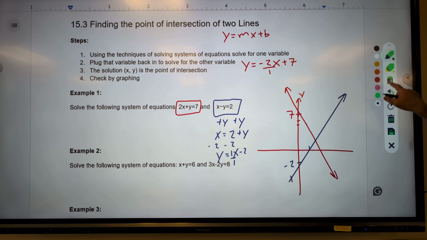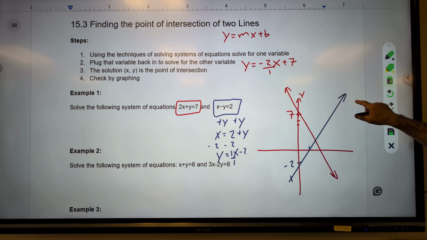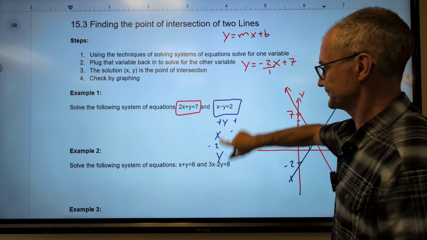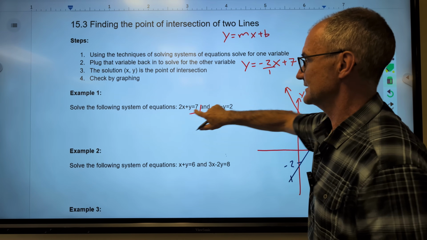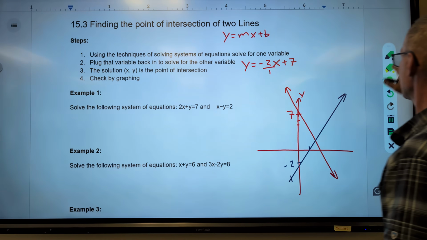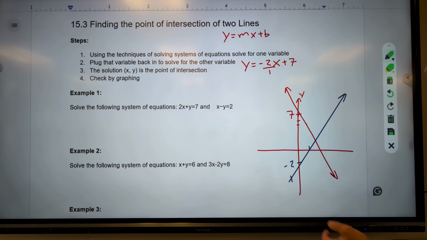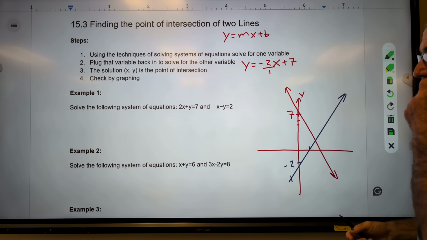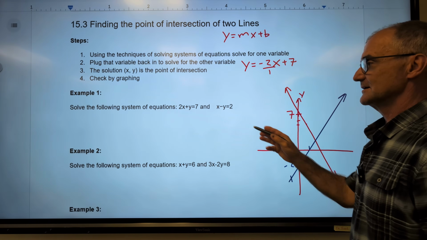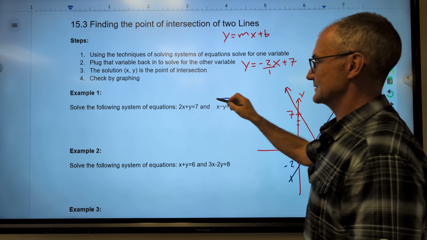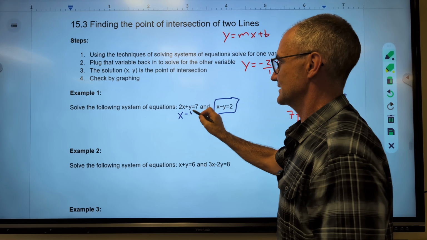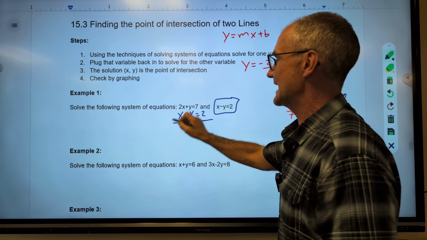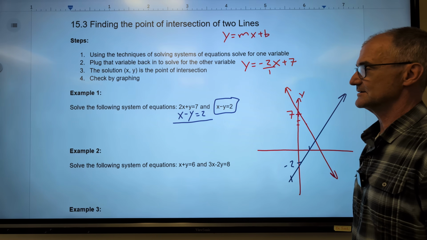I want to find that point of intersection. So the way I'm going to do that, let me erase this now, is I am going to do that algebraically. If I had a really good graph, like a perfect graph, I probably could do it graphically if they were integers. But now we're going to do it algebraically. And this goes back to that other chapter where we looked at systems of equations. I'm just going to transpose that over here and then add these two equations together.